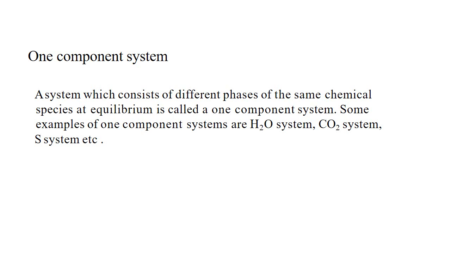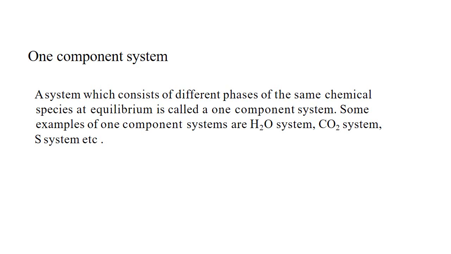One component system, or we can say the monovariant system. Here we will discuss the detail of the monovariant system and the phase diagram or the equilibrium diagram drawn for the one component system. I mean the system whose degrees of freedom will be 1. A system which consists of different phases of the same chemical species at equilibrium is called a one component system. Some examples of one component systems are H2O system, CO2 system, sulfur system, etc.